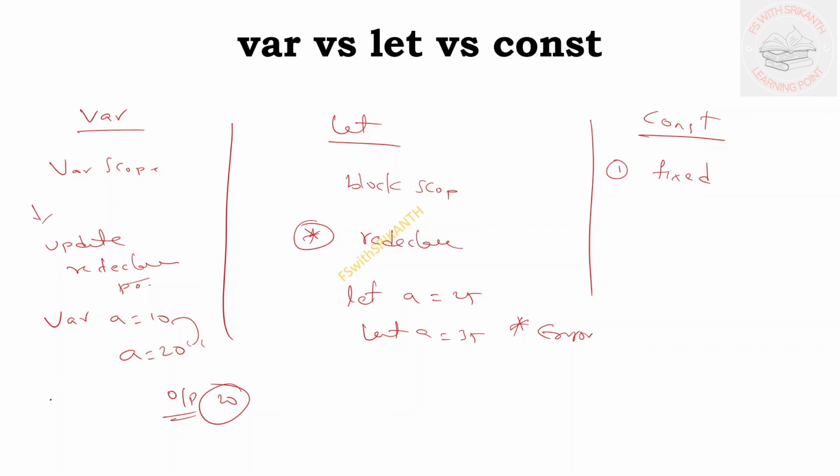It is nothing but hoisting. At runtime the variable may be updated, but the let keyword does not update at all. It does not support hoisting, it has a local scope.